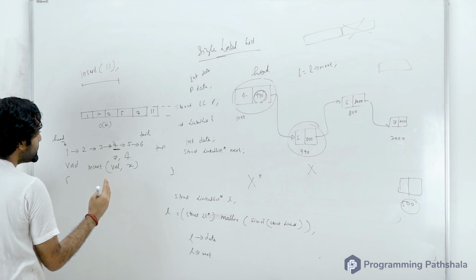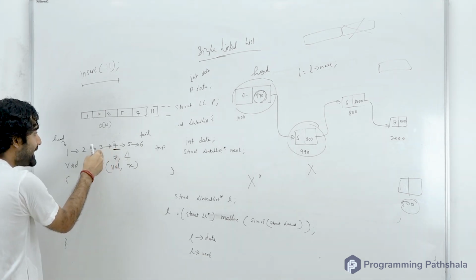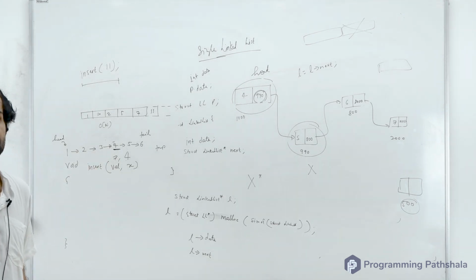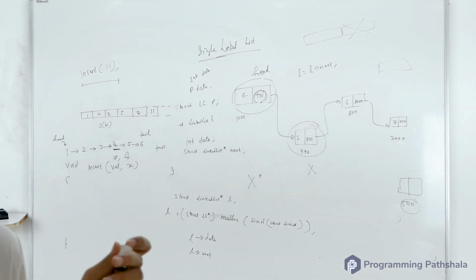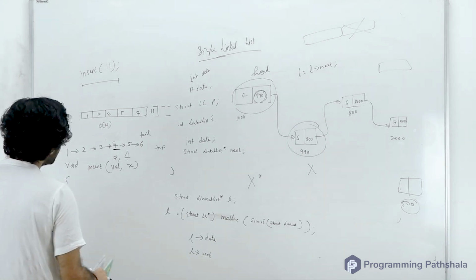So if you have to insert something at xth position, you have to reach till x minus 1th position. I repeat it, if you have to insert something at xth position, you have to reach at x minus 1th position. So this is a very, very important point with respect to insertion. Okay, tell me one more thing over here.